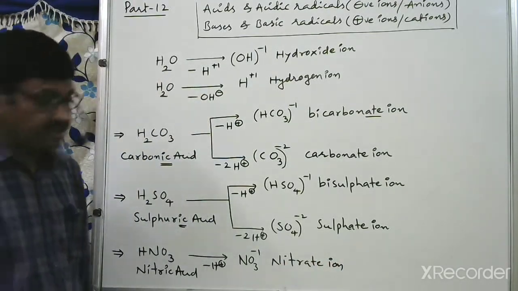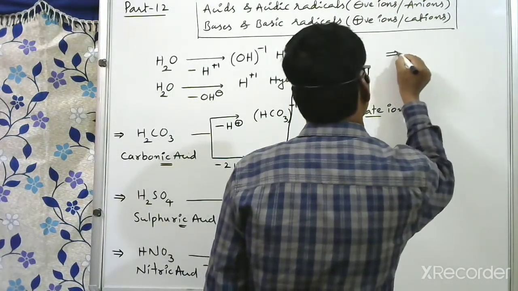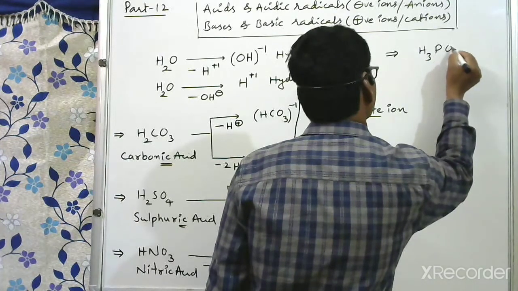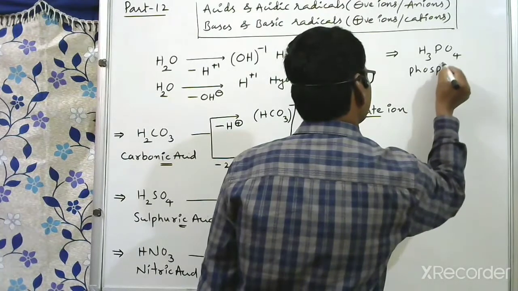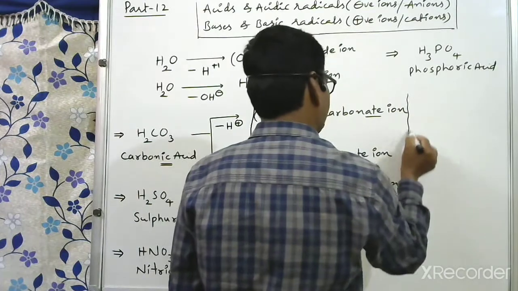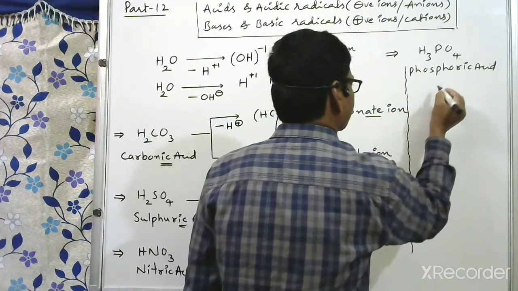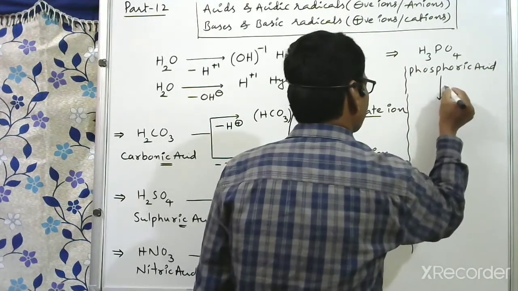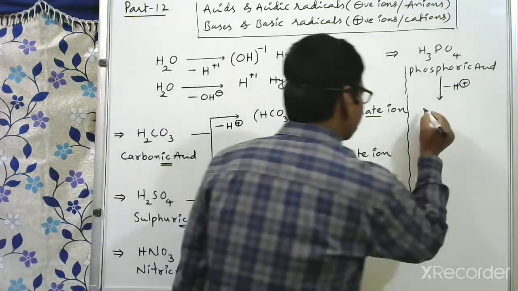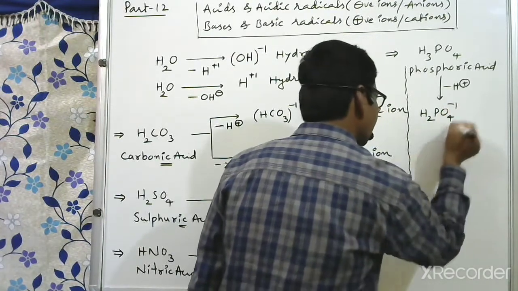Similarly, here I am writing one more example. H3PO4. It is phosphoric acid. It is also an ic acid. From this, how many hydrogens can we remove? Three hydrogens. So first I am removing one hydrogen, 1 H plus. After removal of 1 H plus, what is the remaining? H2PO4. This total carries minus 1 charge.